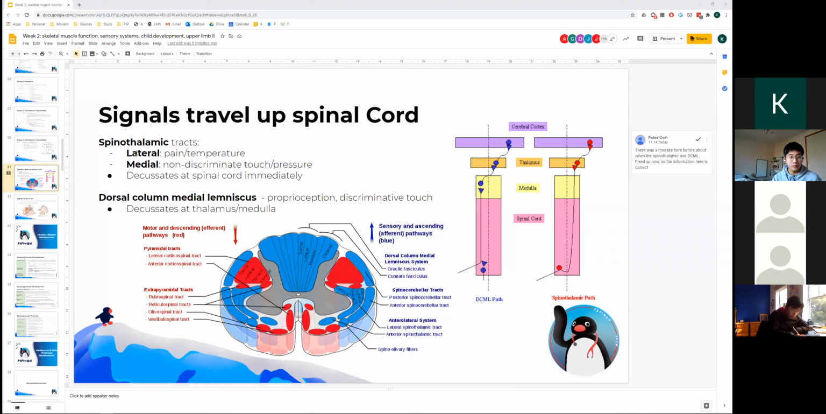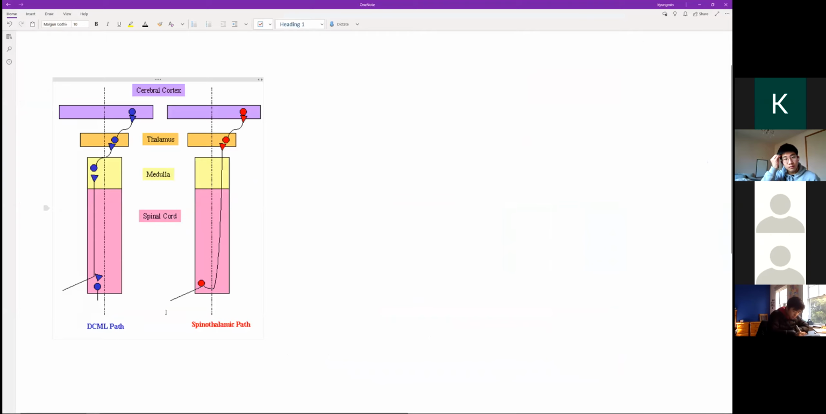So the spinothalamic tract, that one decussates immediately. This is probably the clearest diagram. Both DCML and spinothalamic are sensory, and sensory comes in through the dorsal horn. So you're correct. It comes in through the dorsal horn, and then it synapses immediately. That's what this represents. Then it decussates, so it crosses over immediately, and then it synapses again in the thalamus, and then goes up to the cerebral cortex.